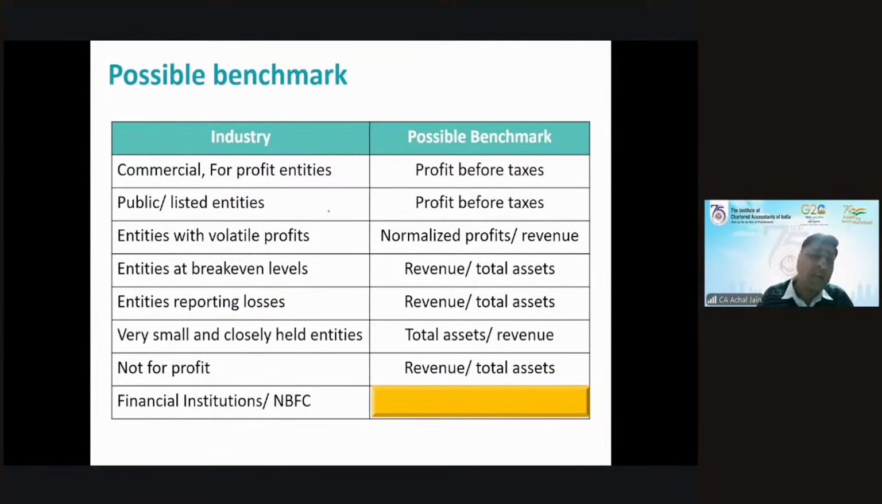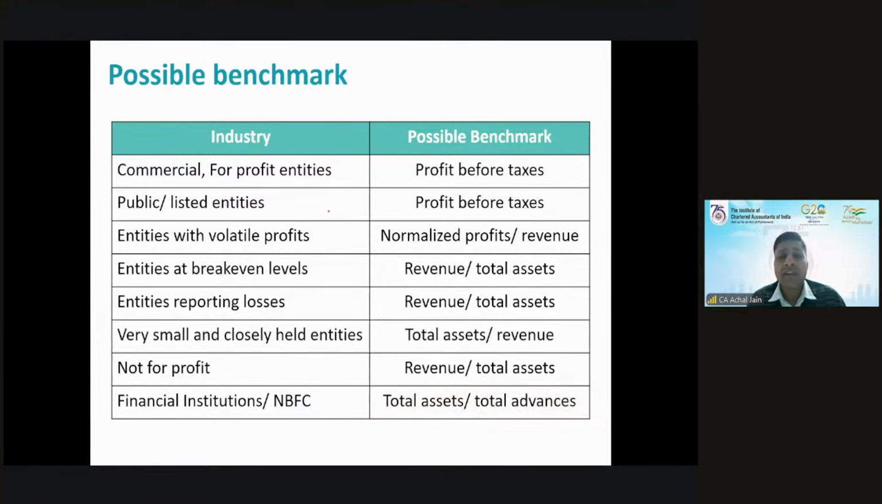Now, what do you do in case of the entities which are in the nature of financial business? So there again, you will have to look at some other revenues. In most likelihood, you will pick up total advances instead of really going by total assets, because advances is an important area, and you can say a major chunk as far as the total assets are concerned. So that is something you will prefer. But of course, there are a lot of factors you will consider.